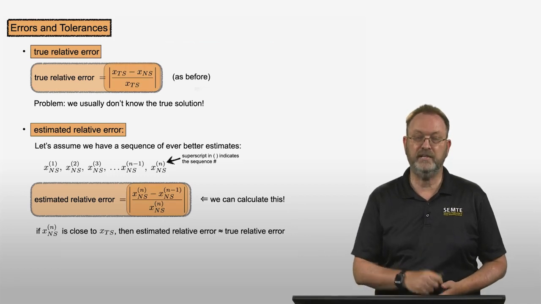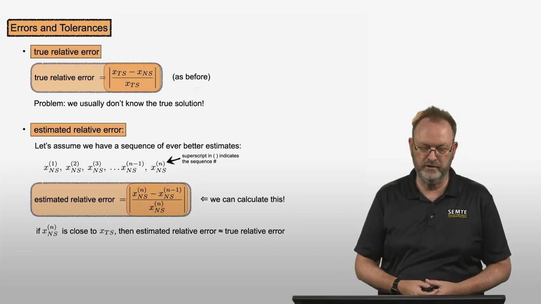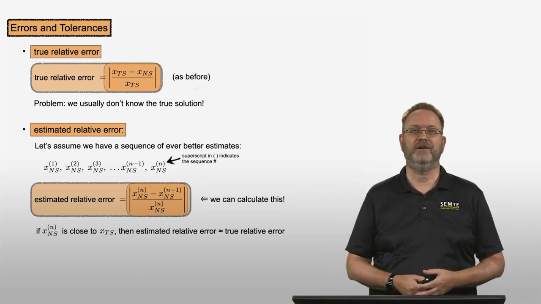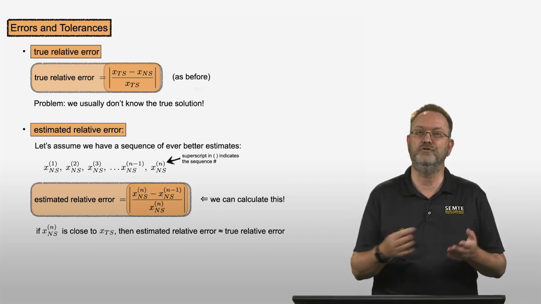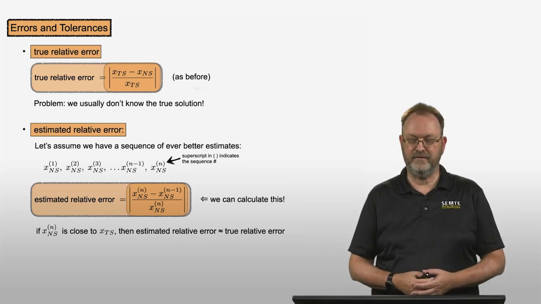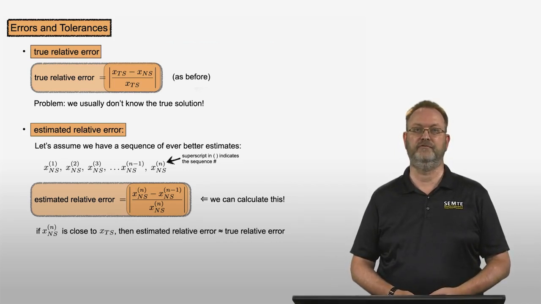And if you compare the definition for the estimated relative error to that of the true relative error, you'll see that if my latest, greatest numerical solution is close to the true solution, right, then the estimated relative error will be close to the true relative error itself.